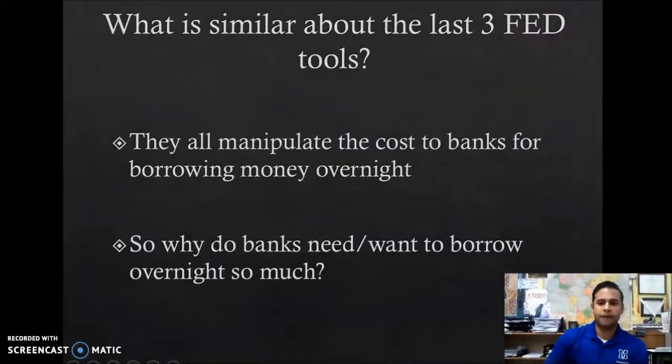Now, let's just cap this off by looking at what's similar about these three Fed tools. They all manipulate the cost of banks to borrow money overnight. And the reason that banks need or want to borrow overnight so much is simply because they must meet their required reserves. So this is all about meeting your required reserves. How are you going to get that money? And how likely are you to need to get money at the end of the day as a bank?